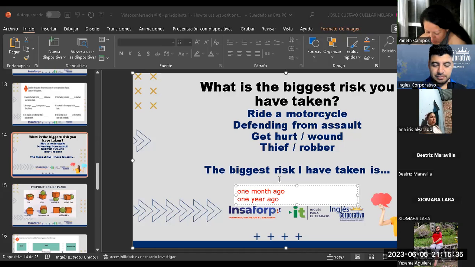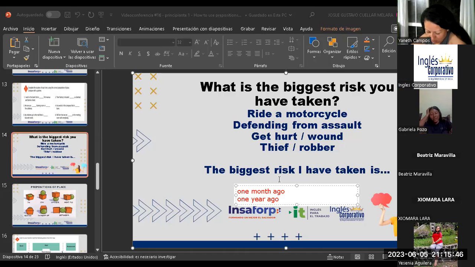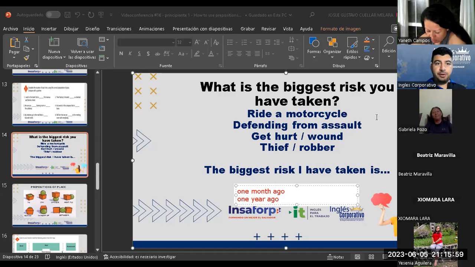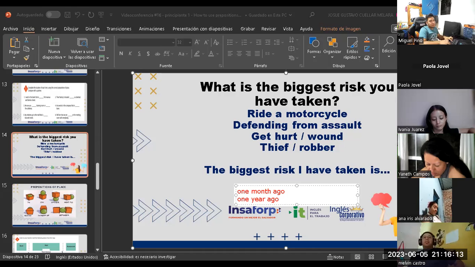Gabriela and José Ernesto. The biggest risk I have taken is travel to another country to play when he had a serious traffic accident a month before and had a head injury. Okay, a head injury, yes. Very kind of complicated because when you are like this, it is very difficult to go out. Thank you. Jose and Walter. The biggest risk for me in the company, there are many responsibilities. Okay, thank you. Yeah, especially at work, there are responsibilities.